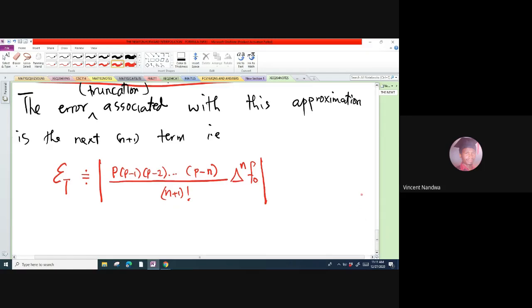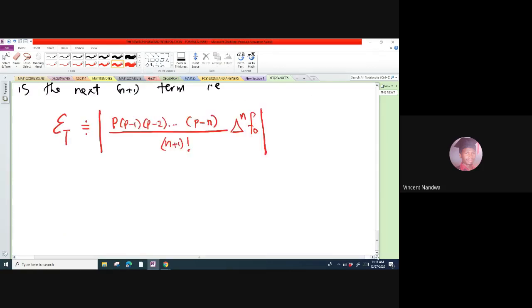So which means that if you are approximating by a polynomial of degree 3, then the error becomes the term with the fourth difference. If you are approximating by a polynomial of degree 5, then the error becomes the next term involving the sixth difference. We'll see them in examples.